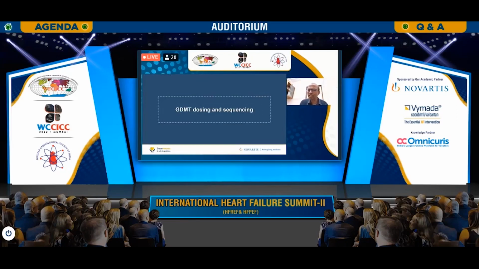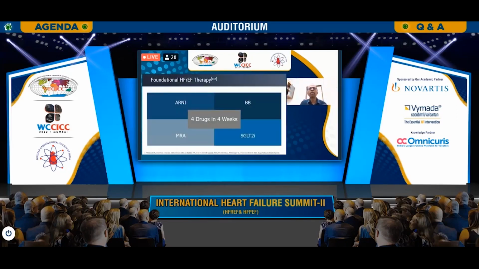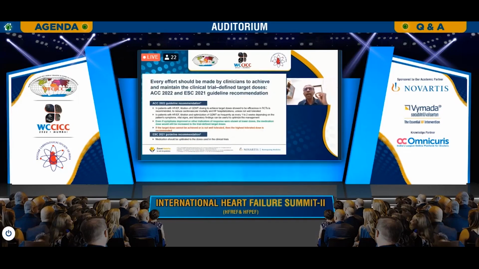What about sequencing? Forget sequencing. No sequencing. You start them with all the 4 drugs, or let all the 4 drugs be on board as early as possible, at least in 4 weeks, and keep on up-titrating them to a maximal tolerable dose. I will not say target dose, but at least maximal tolerable dose. And every effort should be made to achieve and maintain the clinical trial defined target dosage.